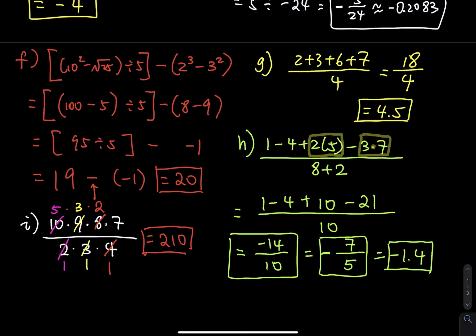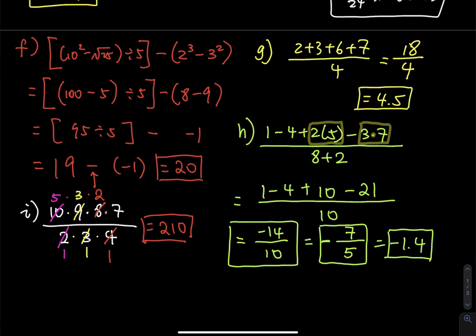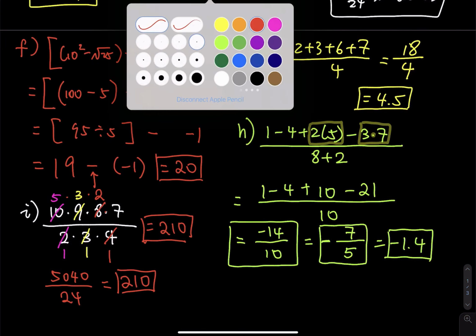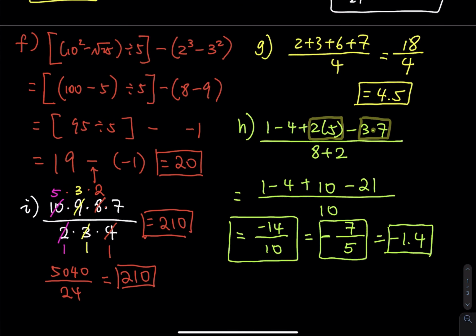Or you can just multiply the top. 10 times 9 times 8 times 7, if you do that, you have 5040. And then the 2 times 3 times 4, that gives you 24. You take the top divided by the bottom, you have 210 as well. All right. The last one. The last one is part J.